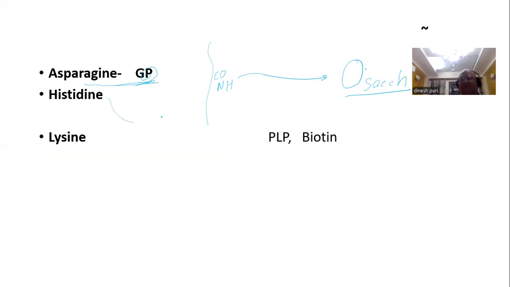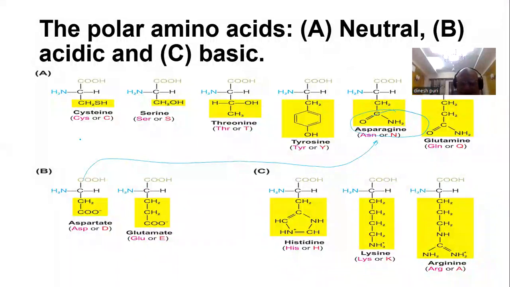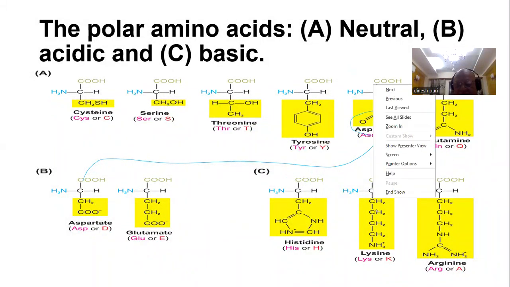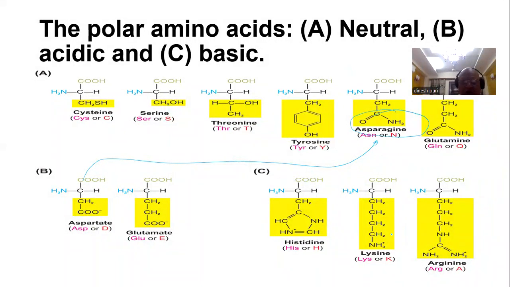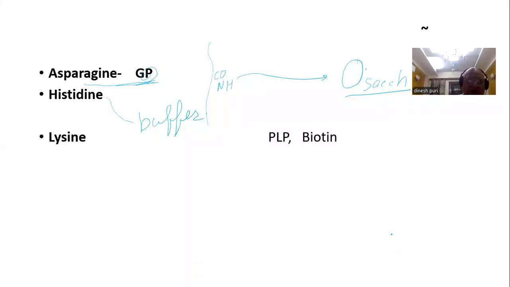Histidine, this we will do in the next class. It is the only amino acid which is able to act as a buffer at the body pH. और lysine, last one probably, lysine का क्या है? You can see here, lysine has got a long CH2, CH2, CH2, CH2, NH2. It has got a very long R group.